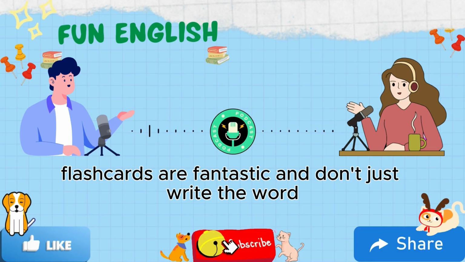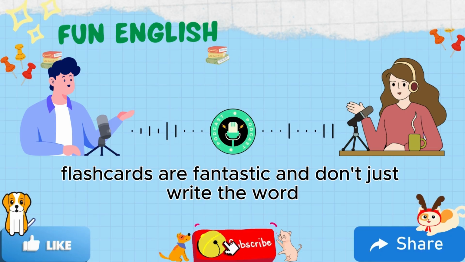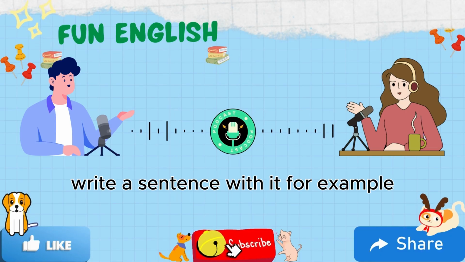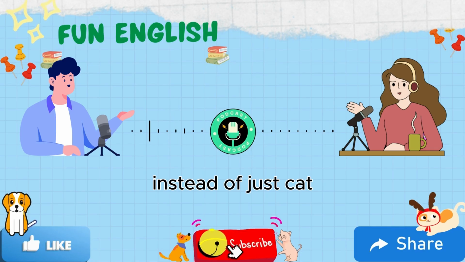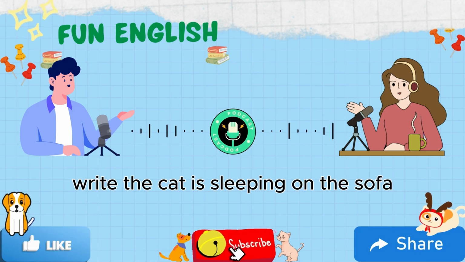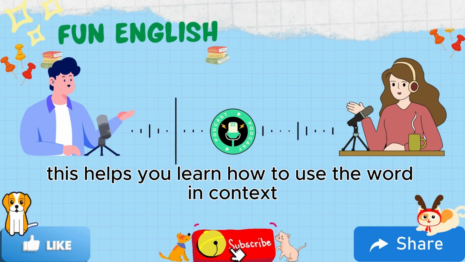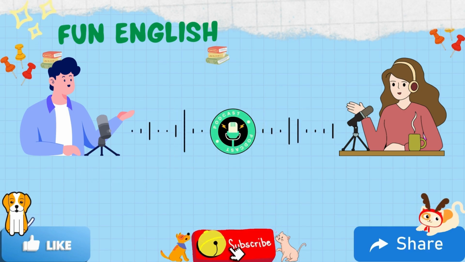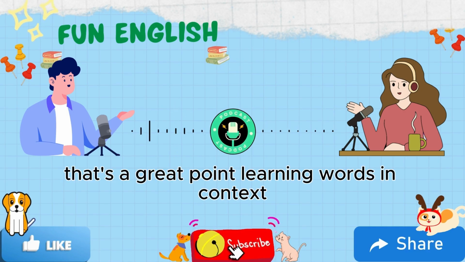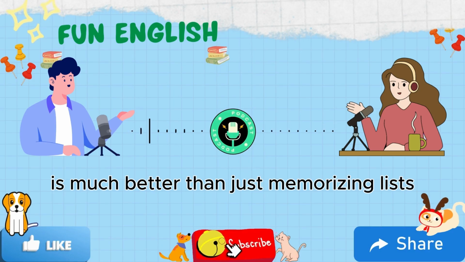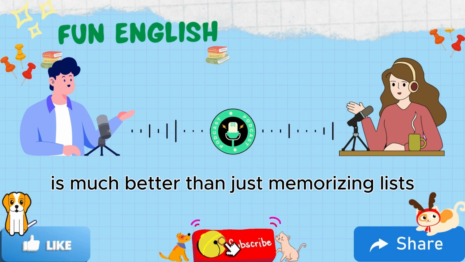Flashcards are fantastic, and don't just write the word, write a sentence with it. For example, instead of just cat, write, "The cat is sleeping on the sofa." This helps you learn how to use the word in context. That's a great point. Learning words in context is much better than just memorizing lists.